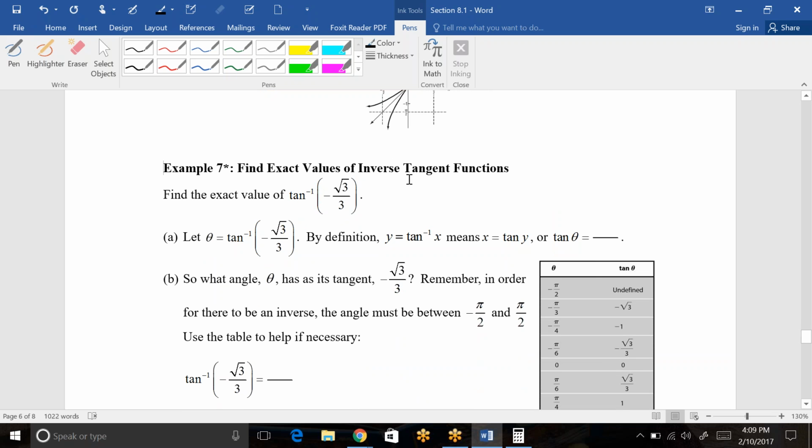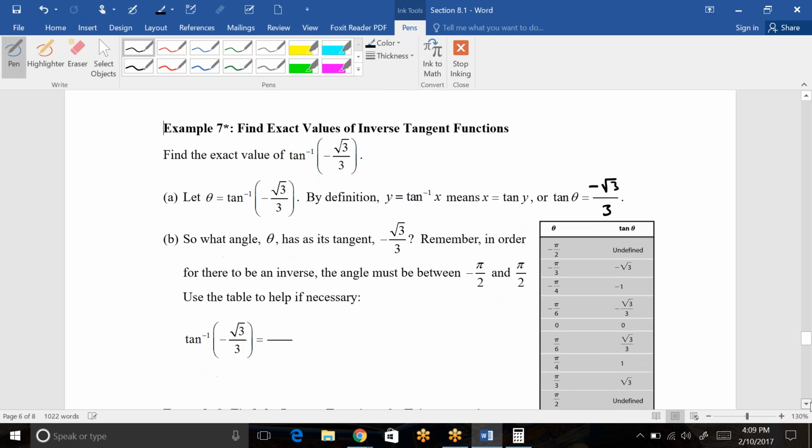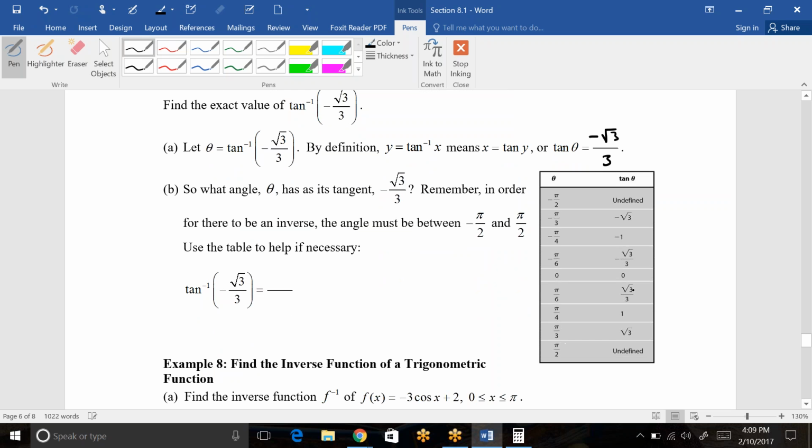So we're looking at tan inverse of negative square root of 3 over 3. So remember we said that that means that we're really talking about what angle equals negative square root of 3 over 3. So from negative pi over 2 to pi over 2, that looks like that is negative pi over 6. So in the unit circle, remember, if you know the ratio, you can find what angle in those two quadrants equals that.